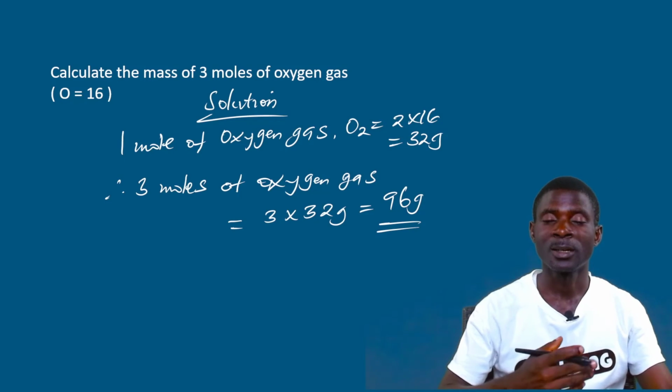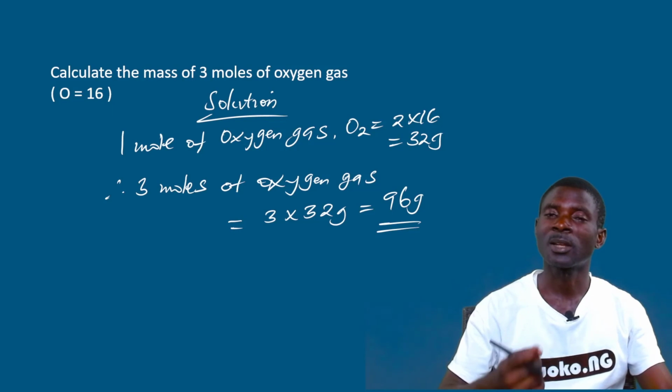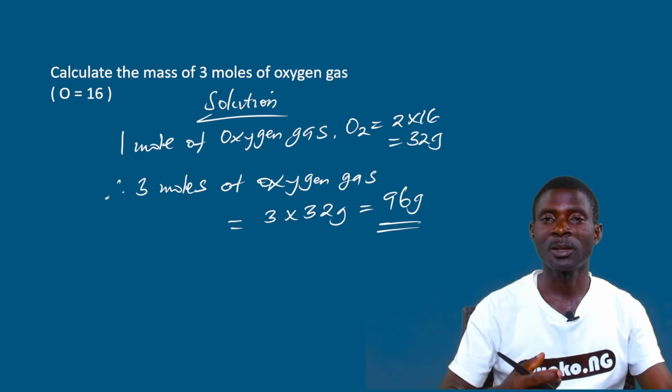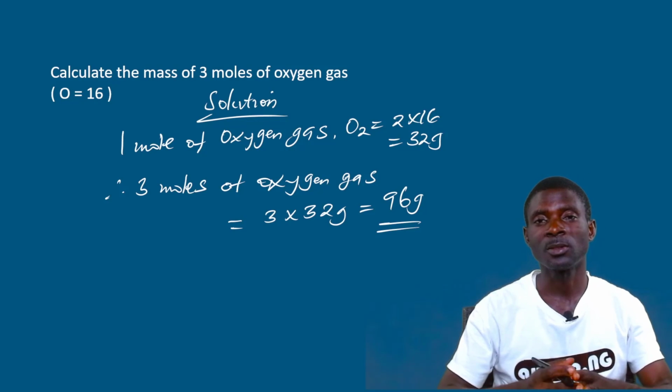If we have other gases, also other diatomic gases like nitrogen, if you are asked to find the mass of the number of moles present, you simply find the mass of 1 mole, which is multiplying the atomic mass of the element by the number of atoms, and you can now go further to look for the mass of the required moles that is given in the question. That is how simple it is to calculate the mass of the number of moles present in a molecule or a compound.